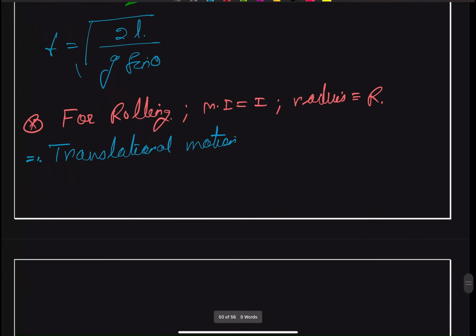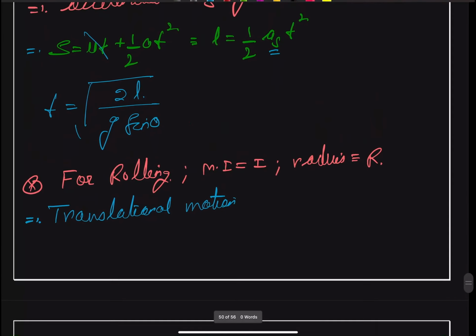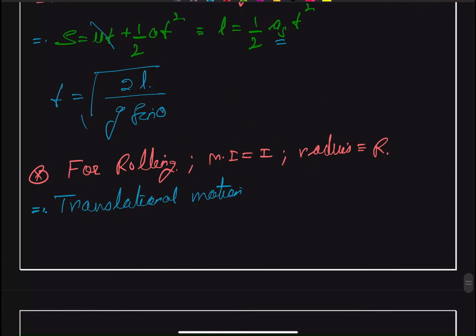Let me draw the figure for this particular case. So it is going to roll in the downward direction. Let us suppose the angular velocity is omega. So for the torque, there will be a frictional force in the upward direction, and in the downward direction is mg sine of theta.